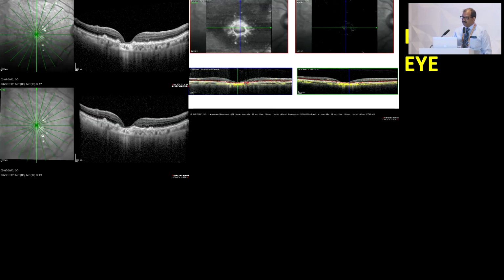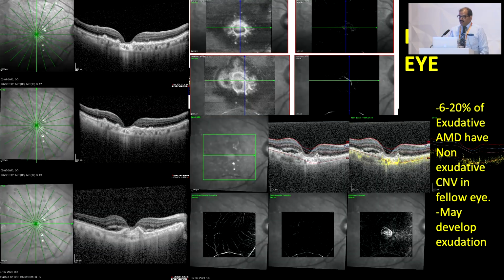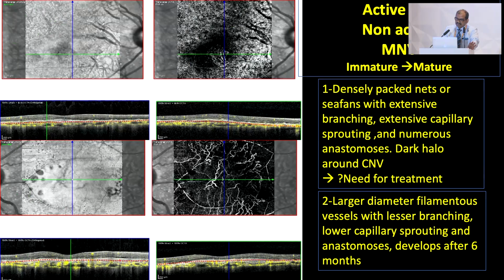Fellow eye examination is also important in macular degeneration patients. 6 to 20% of the exudative macular degeneration patients have non-exudative CNVM in fellow eyes, and these patients may develop exudation at a later date. Now, how do you differentiate between active and non-active macular neovascularizations?